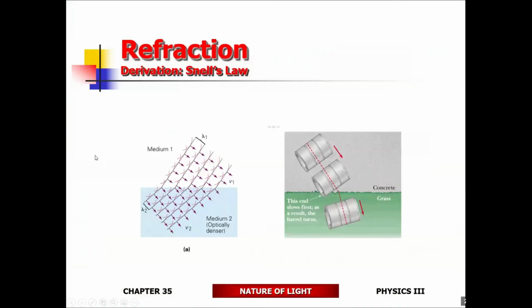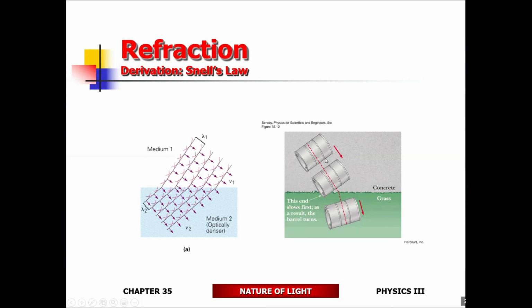All right, so the next question is, regarding refraction, why does the light bend? That's a good question. And the explanation that we came up with, or more like I came up with based on one of the physics books, is a rolling barrel explanation. Whenever the barrel is rolling from concrete onto grass, the leading edge is going to slow down faster. As a result, the entire structure is going to experience a torque, and it's going to change direction.